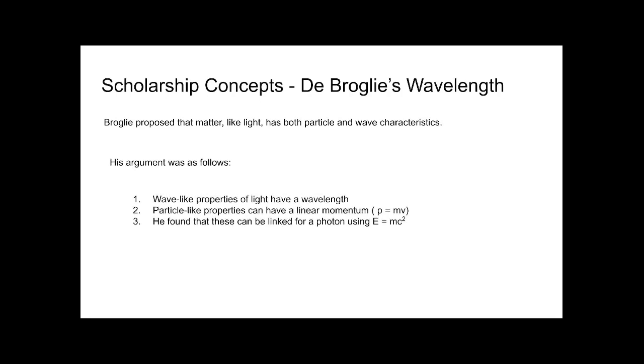Alright, so now we're going to move on to some scholarship concepts. So this is de Broglie's wavelength. De Broglie proposed that matter, like light, has both particle and wave characteristics. His argument was as follows. Wave-like properties of light have wavelength, and particle-like properties have linear momentum, that's its mass times its velocity, p equals mv.